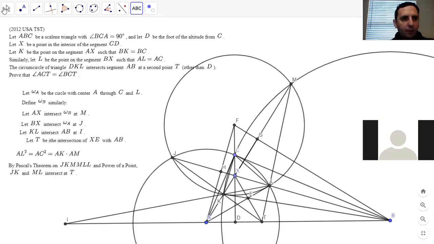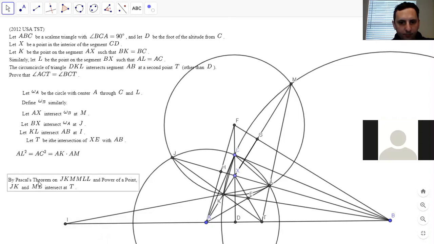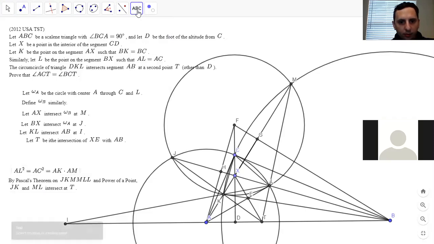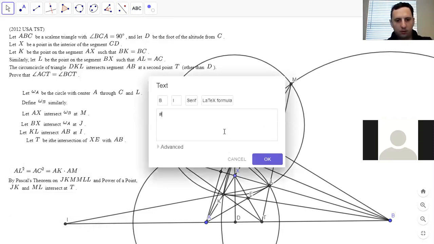Okay, so I'm sorry, I'm gonna add that. So CD is the radical axis of both circles, and so that implies XK times XM equals XJ times XL, and that means that JKLM is cyclic.